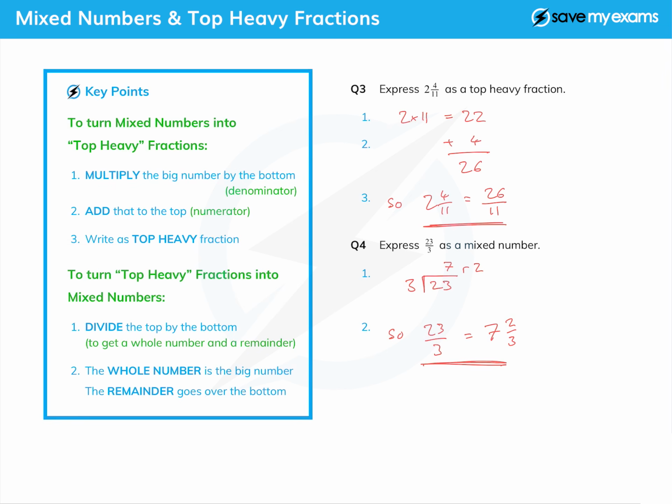And we are done. One more thing, and that is that people often refer to top-heavy fractions as improper fractions. There's nothing wrong with these fractions. They're not improper at all. Their tops are just bigger than their bottoms.